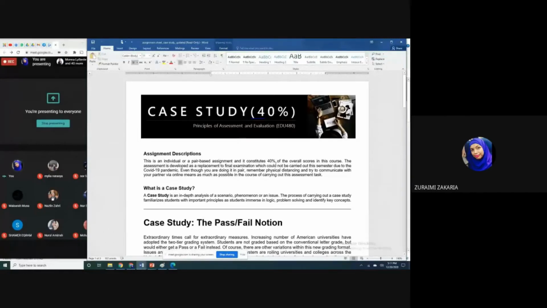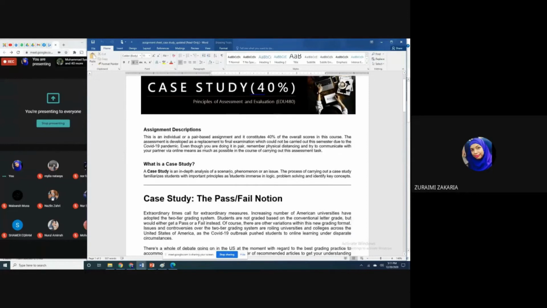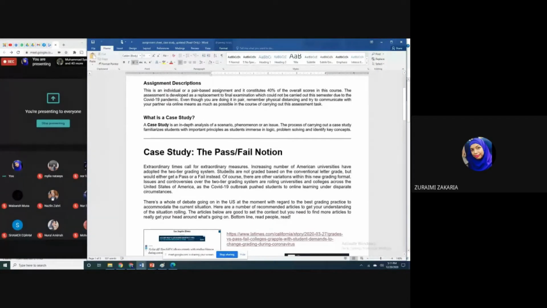Okay, so the case study is 40%. This is an alternative to the final examination. Sebab tu markah dia besar dan markah dia sama. Mari kita lihat. So just to let you know, apa itu case study dalam bahasa Melayu, kajian case.